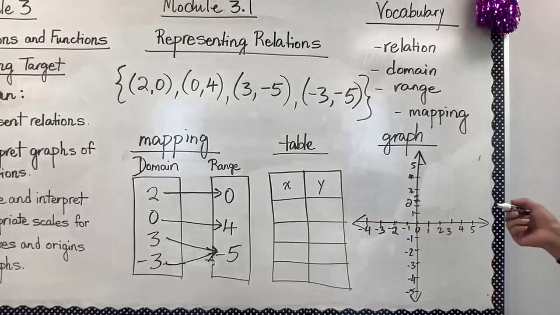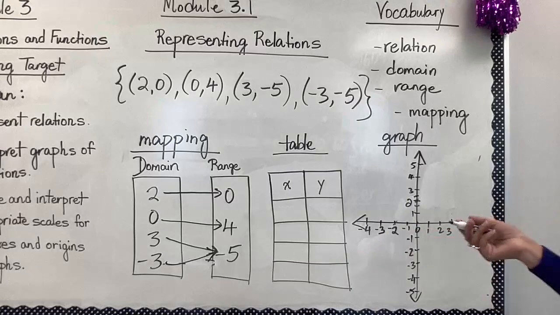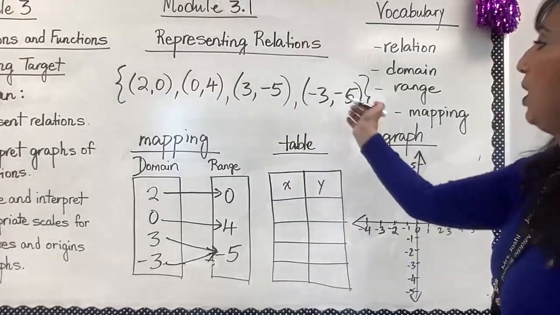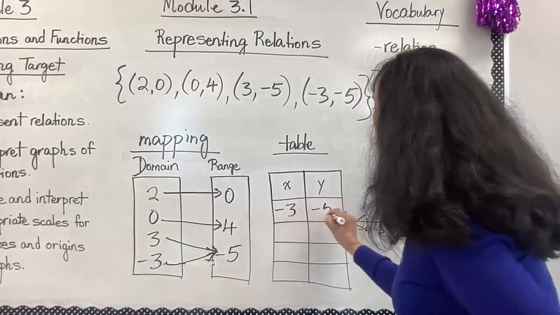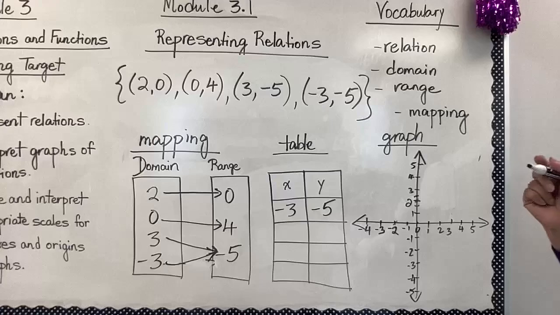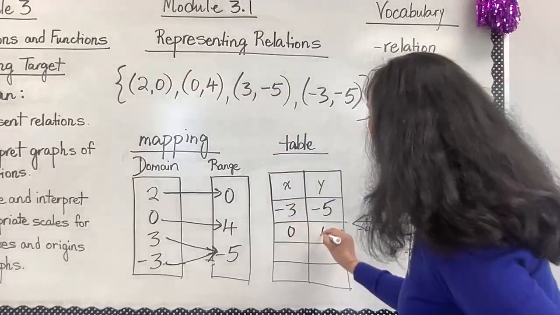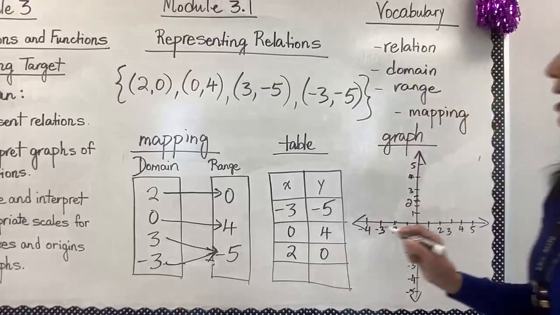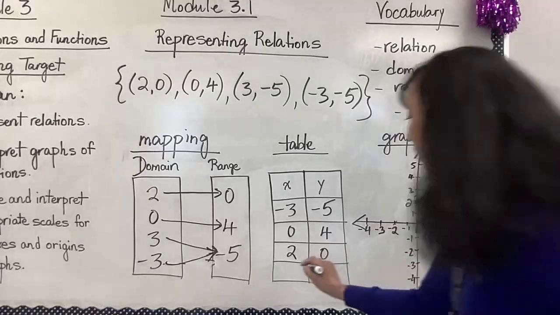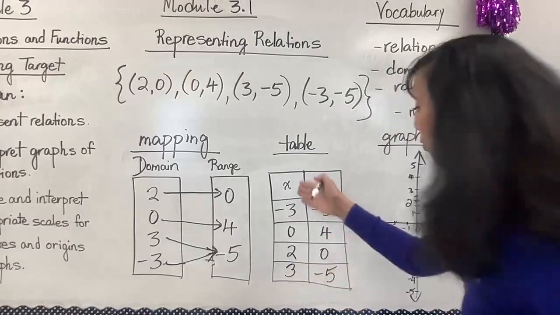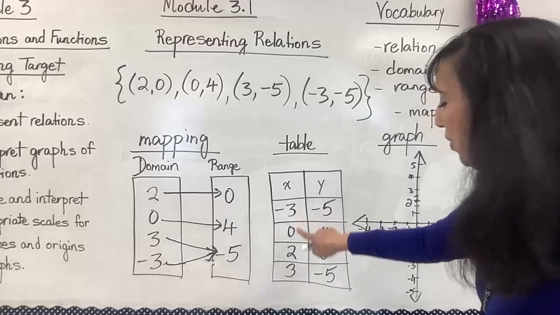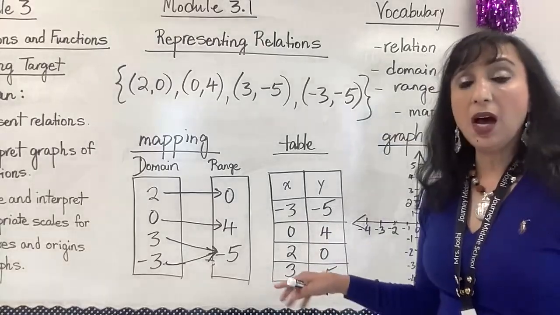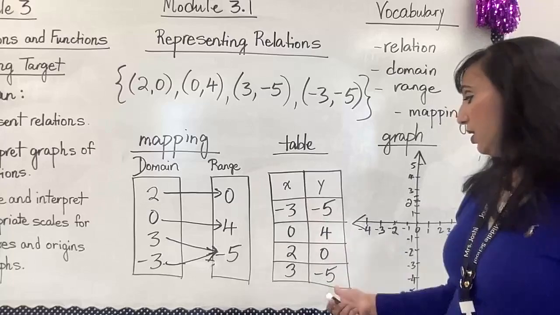Let's look at the table. We can write it down as, starting with -3, -5. We can do either way, but okay. -3, -5. Okay, then I have 0, 4. I have 2, 0. And then I have 3, -5. So I'm just trying to organize this from negative to positive. So -3, 0, 2, 3, and then whatever the ordered pair is. So whatever the range, we are going to stick on this side.